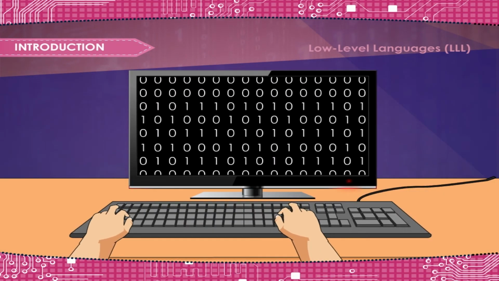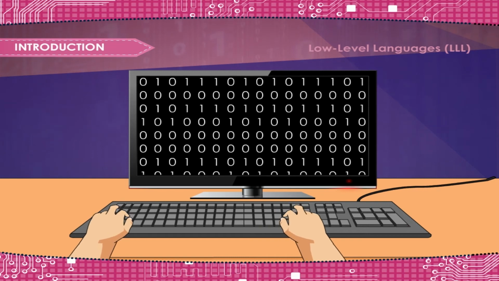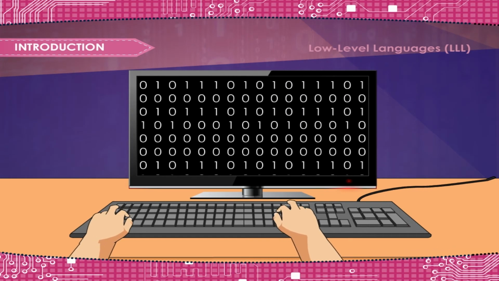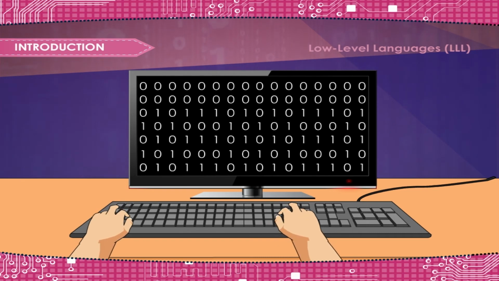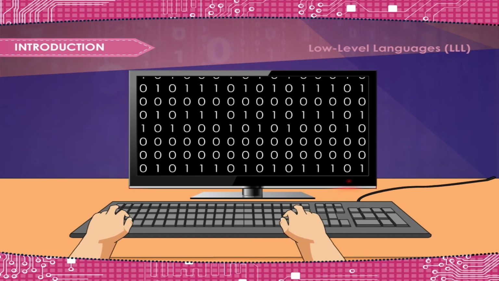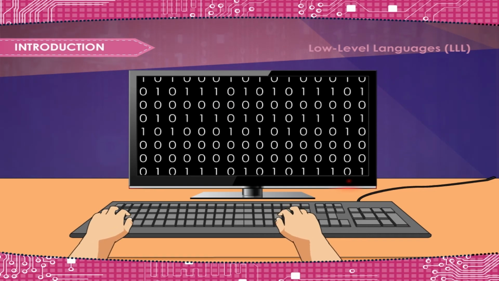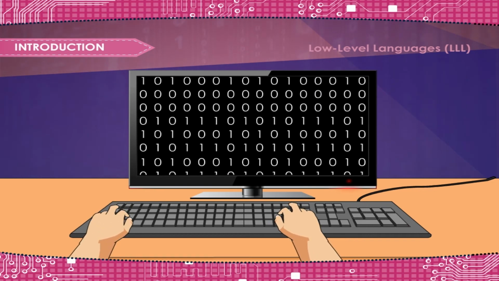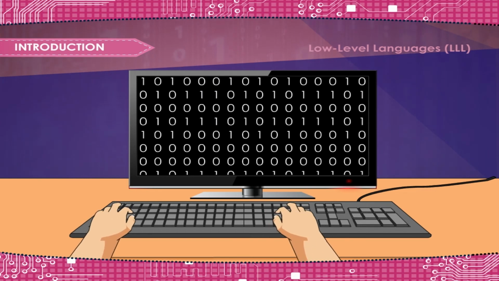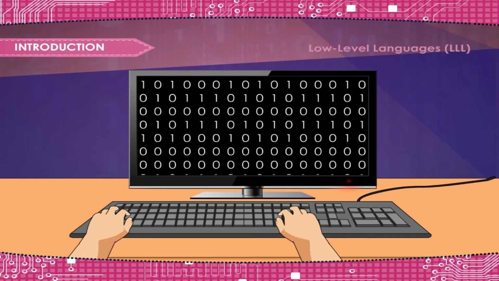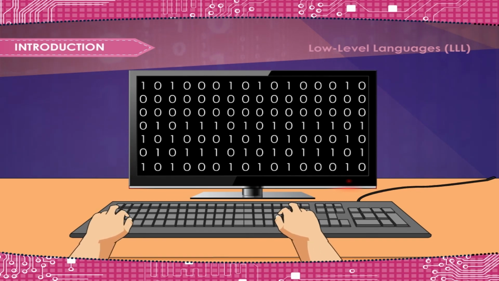Low-level languages, LLL. Low-level languages are easier for the computer to understand. As the low-level languages are very close to the machine, programs developed in LLL are faster. Computer, being a binary machine, understands only the low-level languages, consisting of ones and zeros. This makes the programming in LLL very difficult.